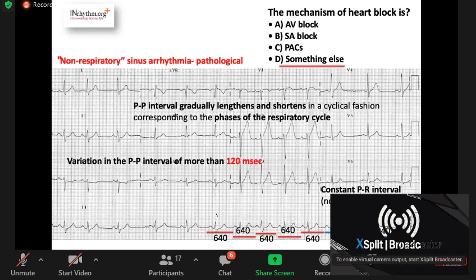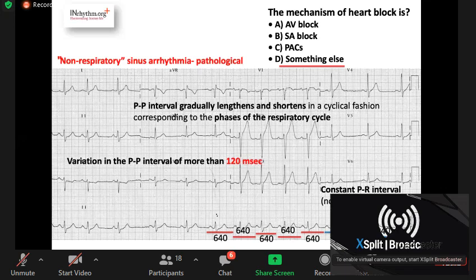And if you look at the rhythm strip, there is some kind of pattern where the QRS complexes are getting slower and sometimes faster. That typically happens during a respiratory cycle, during inspiration and expiration. So if the patient is young, then probably it is a sinus arrhythmia.